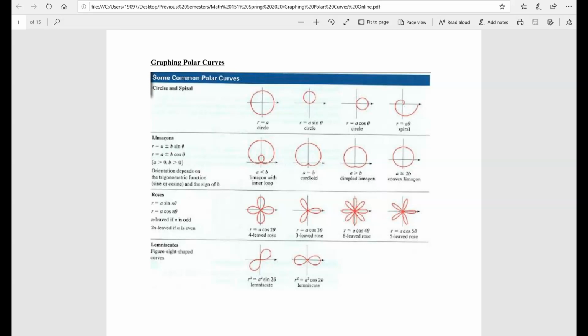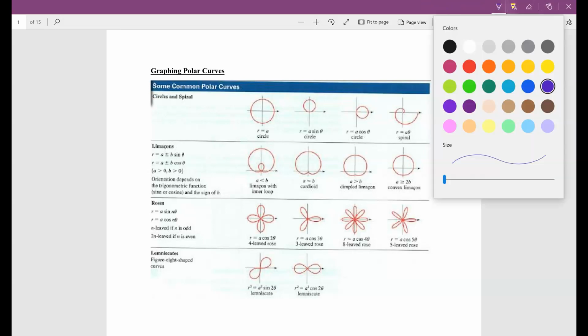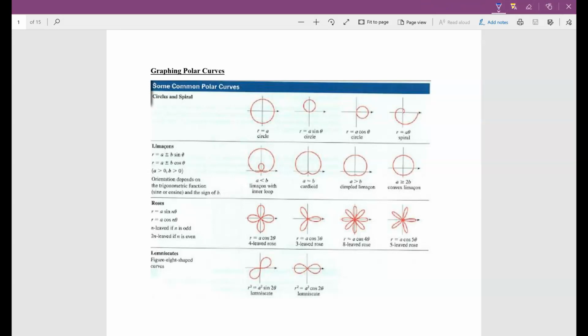Keep in mind we have this last one. I don't think we're going to be really talking about this last one, but I'll tell you a little bit of what this is, the limaçon. Okay. So the first type of polar graph is basically the circle and the spiral.